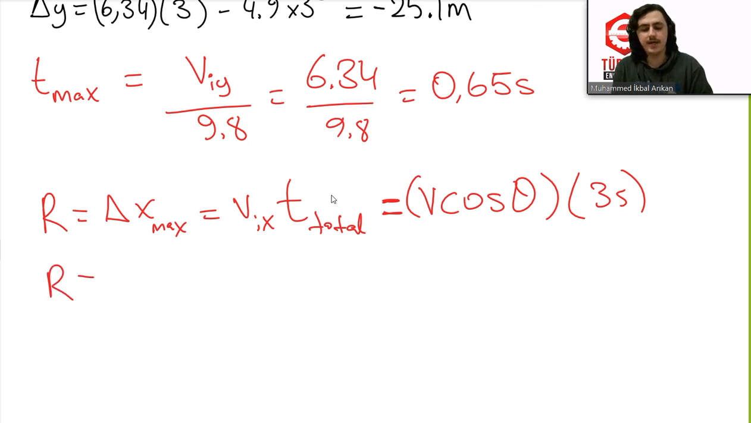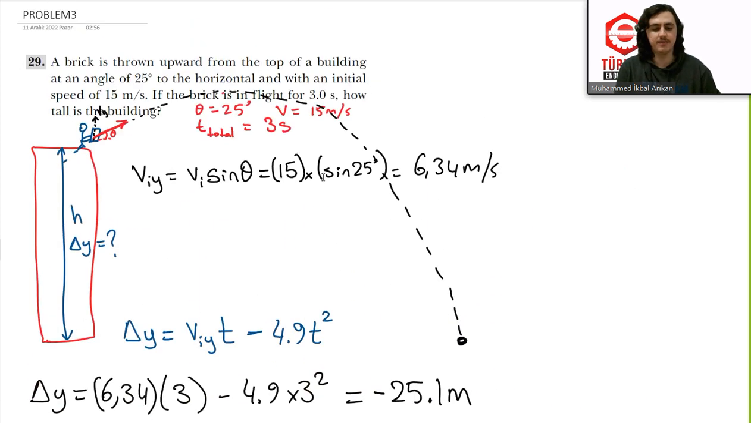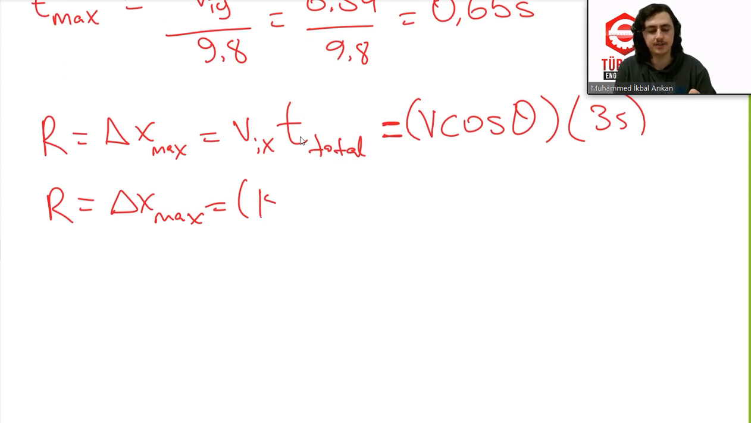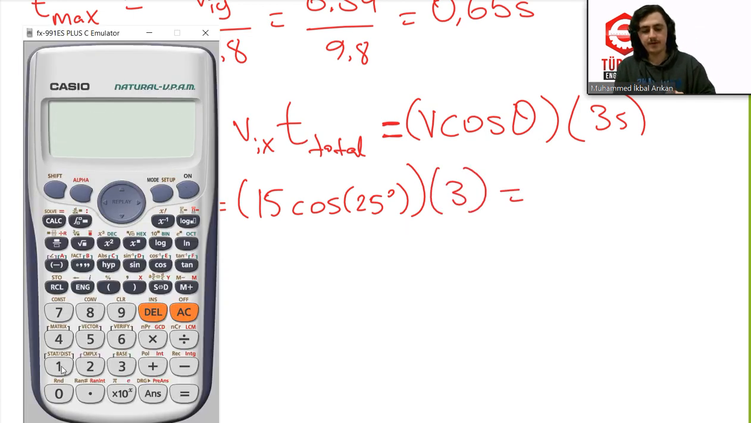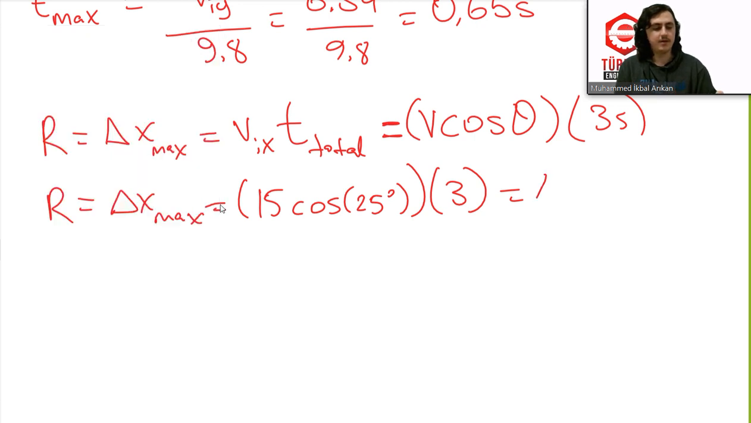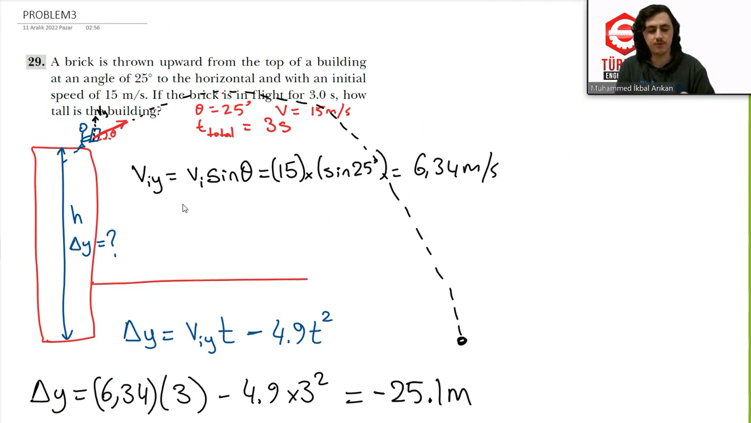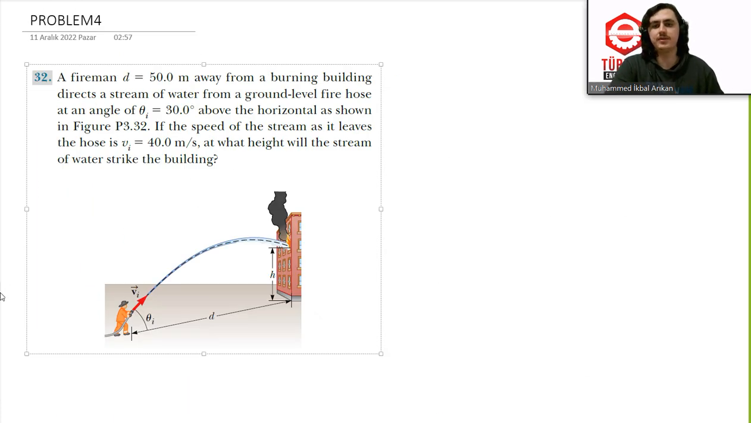So the range, which is delta x max, will be equal to our initial velocity, which is given in the question, 15 meters per second, and cosine of 25, because theta is equal to 25, multiplied by 3. So I will get here what is my range. 15 cosine 25 multiplied by 3 will give me 40.8 meters. That means the horizontal distance, from here to the last point, will be the range. So let's move to the last question.